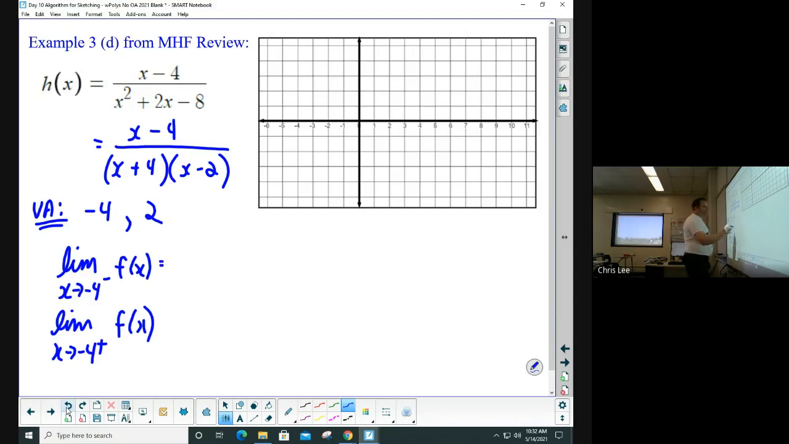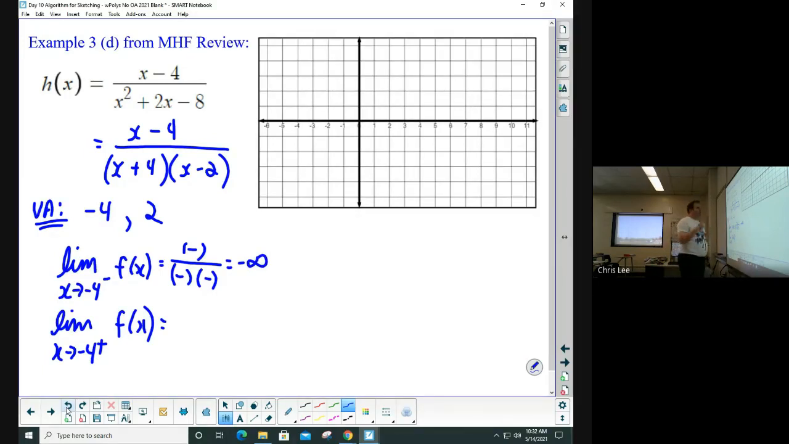So let's just do -4. Again, we're doing the same thing we did before. In our head, we're going to pick a number just to the left of -4, so like -4.1. But we're not writing it down. We're just going to do it in our head. x is obviously going to be negative. -4.1 plus 4 is going to be negative. And then x minus 2 is negative. Negative on the bottom is positive. Negative divided by positive is negative. We got negative infinity.